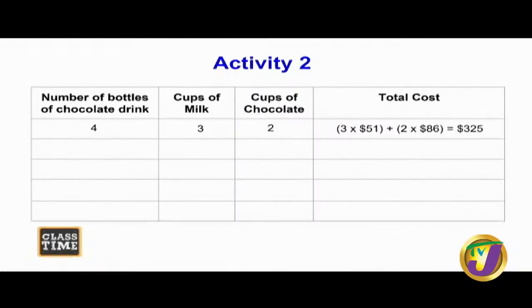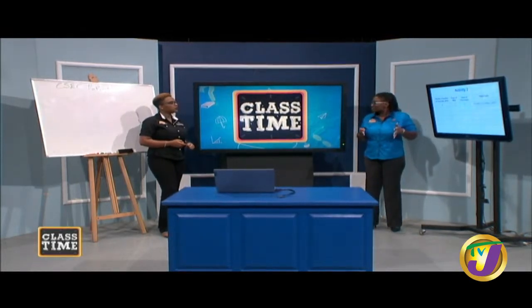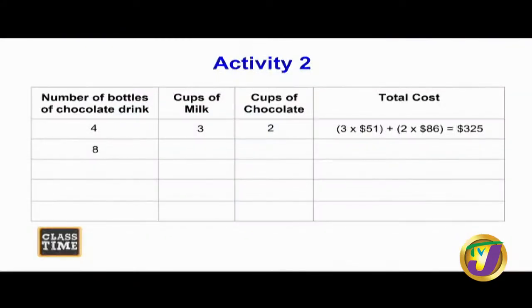All right. So what if I was making 8 bottles? Because I realize now that we're kind of doing this thing in batches. Right. So we have a batch that we make and we got 4 bottles out of that. So we do another batch. How many bottles are we going to have now? So 8 bottles. We would have used 6 cups of milk here and 4 cups of chocolate. Right, because it's twice. So we're doubling things here. Beautiful.